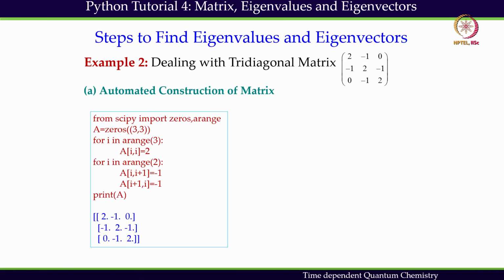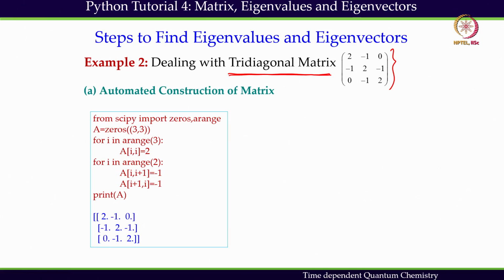Now, we will move to this tridiagonal matrix. Tridiagonal matrix is something which we will be dealing with in quantum mechanics very frequently, because the kinetic energy part adopts this tridiagonal form. So, if it is adopting tridiagonal form, we have to learn how to get the eigenvalue and eigenvector of the tridiagonal matrix.